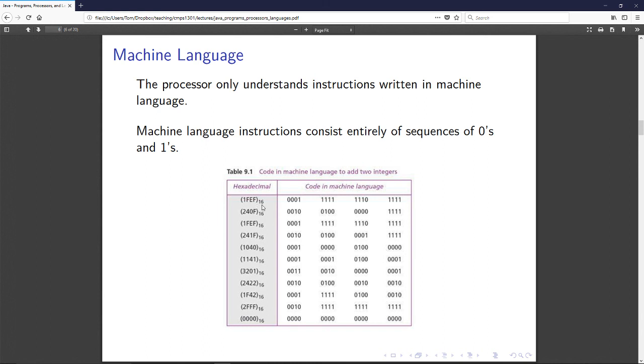Over here, you'll see some hexadecimal instructions. These are numbers written in base 16. Base 16 uses the digits 0 through 9, just like our base 10 system does, and it also uses A, B, C, D, E, and F, the letters in the English language, as extra digits in the number system. Base 16 allows a more compact way of writing these machine language instructions. It's a little bit easier for humans to look at this rather than this over here.